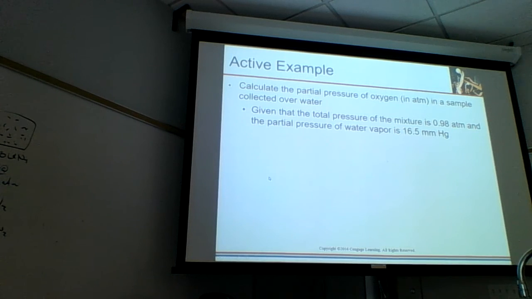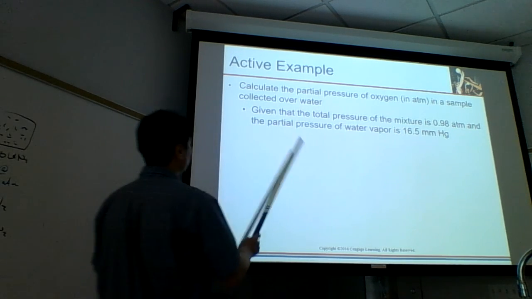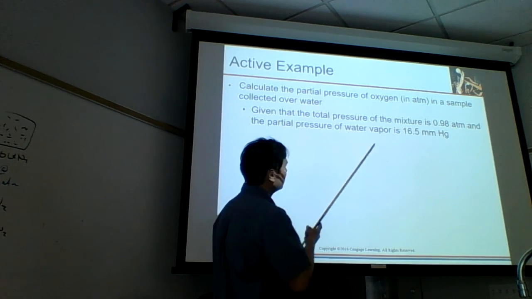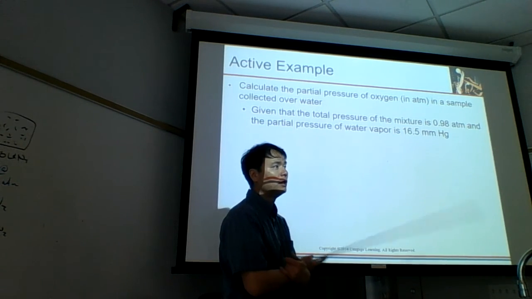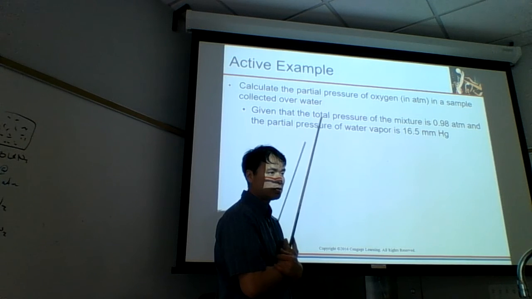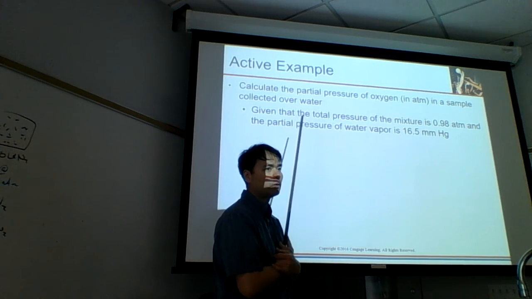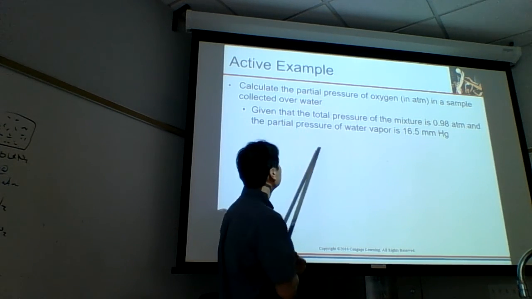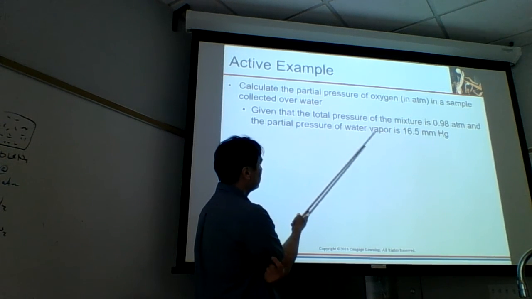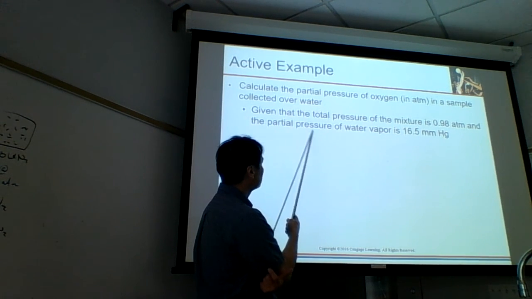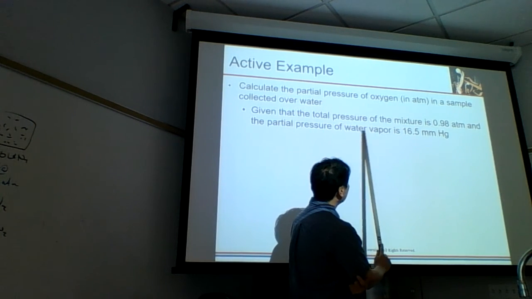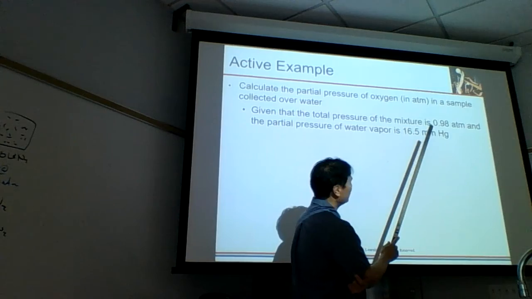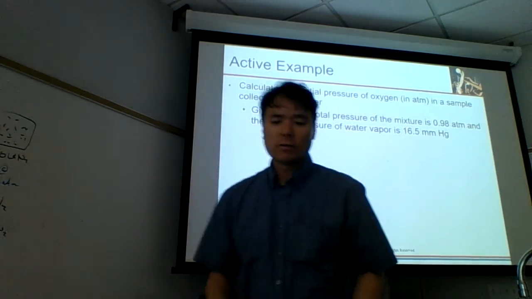So this is: calculate the partial pressure of oxygen in atmospheres in a sample collected over water. Well, any sample collected over water, we're going to assume is 100% saturated with water vapor. In other words, we're going to assume that sample of oxygen is at 100% relative humidity. Given that the total pressure of the mixture is 0.98 atmospheres, and at this temperature the water vapor is going to exert 16.5 millimeters of mercury pressure. And so what we do is this.